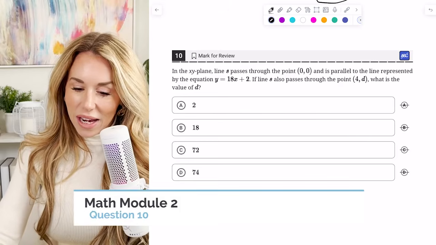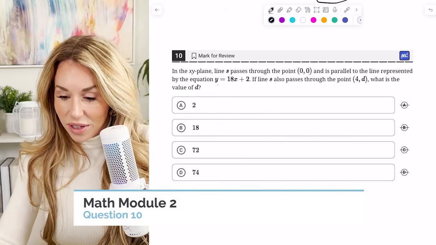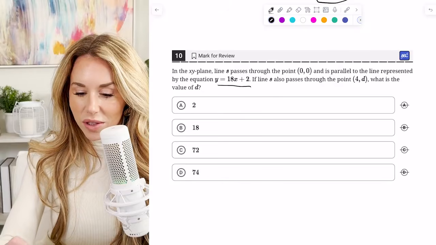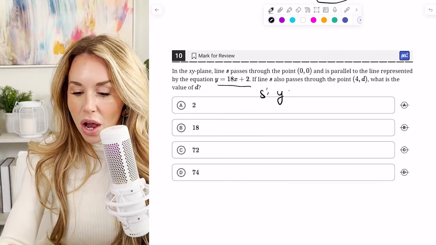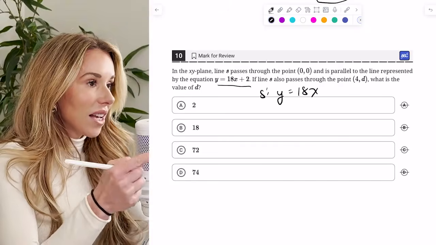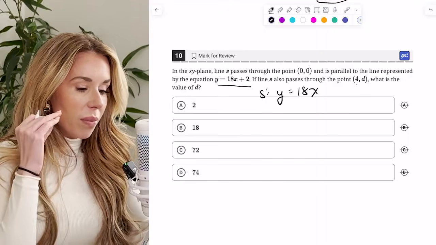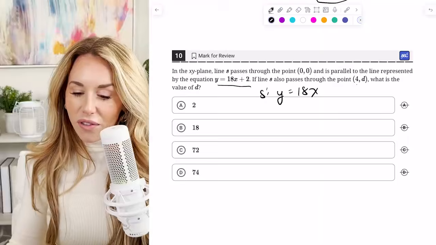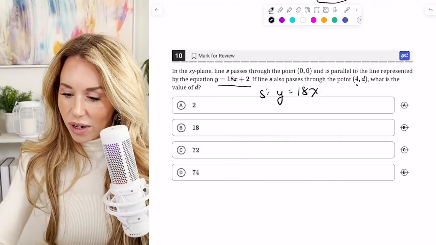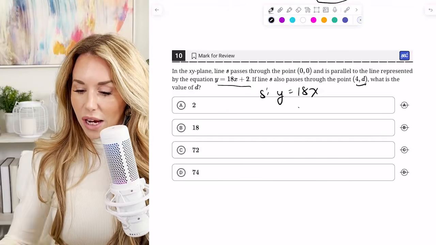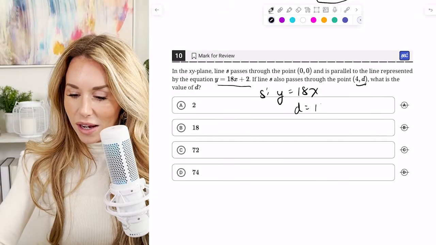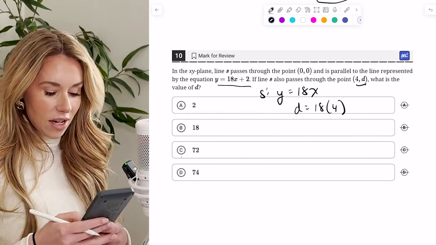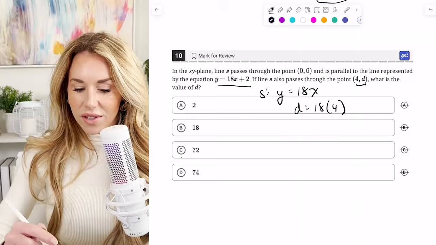All right, 10. We have line S passes through the point (0, 0) and is parallel to the line represented by the equation y equals 18x plus 2. So that means S is just going to be y equals 18x. Same slope, but the y-intercept's at 0, so it's basically plus 0. If line S also passes through the point (4, d), what is the value of d? Okay, well, I'm going to put d in for y and 4 in for x. So it's basically just 18 times 4, which is 72.